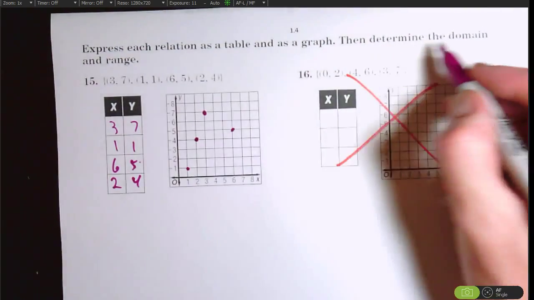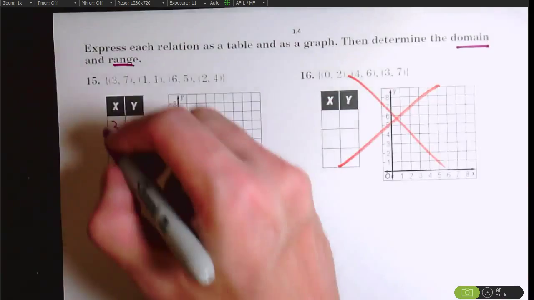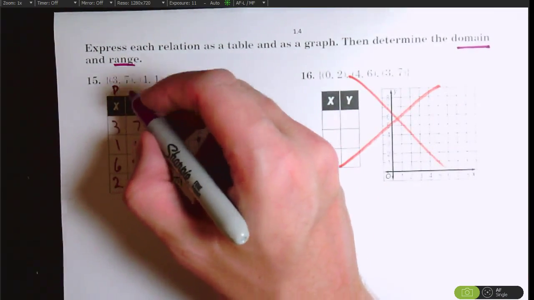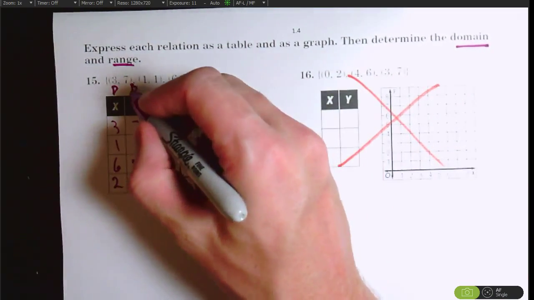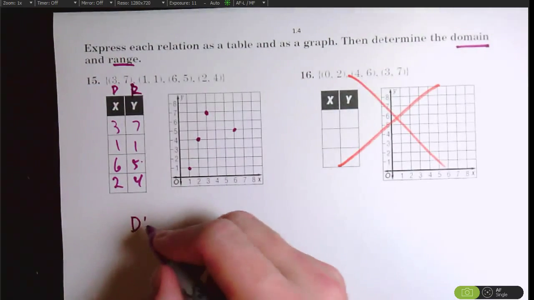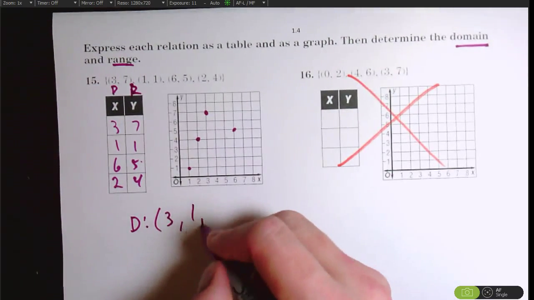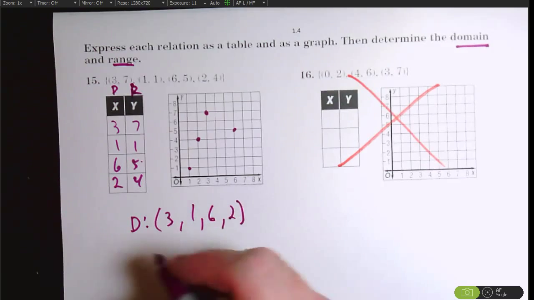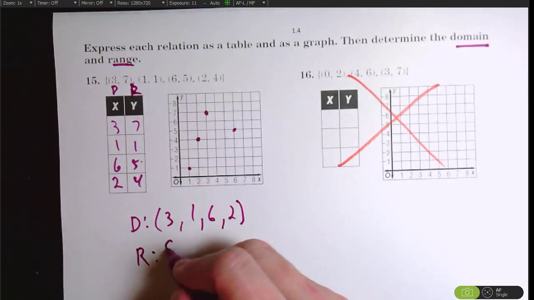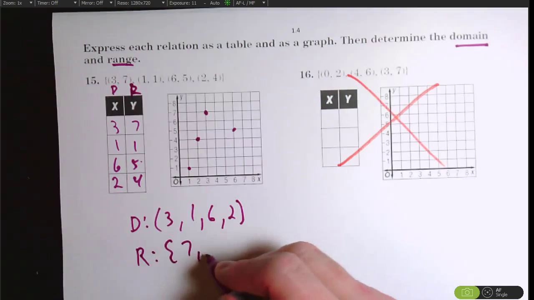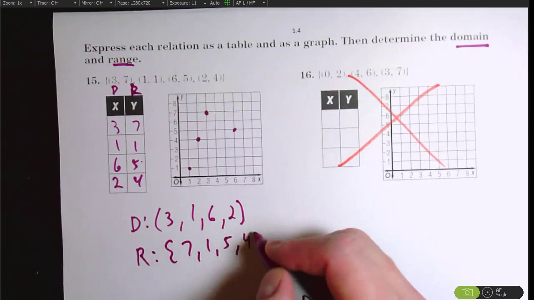Domain then, because that's the next part. What's the domain? What's the range? Well, domain are your x values or your inputs. Range are your y values or your outputs. So domain is 3, 1, 6, 2. Range is 7, 1, 5, 4.